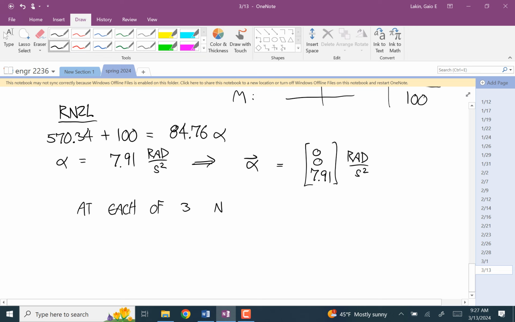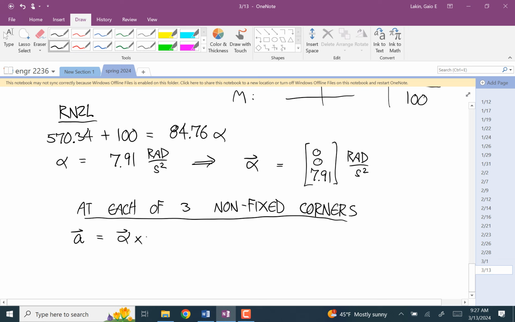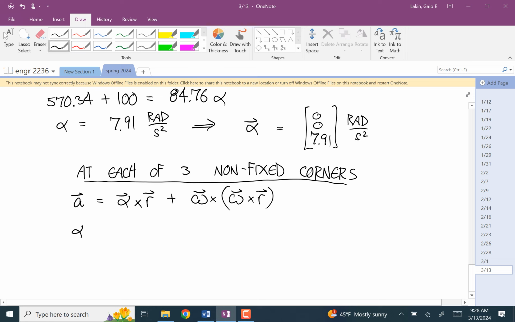So at each of the three non-fixed corners, the acceleration is going to be equal to, this will be the watermelon equation, because each of those points is in circular motion around the fixed point. And so all you need are these values.